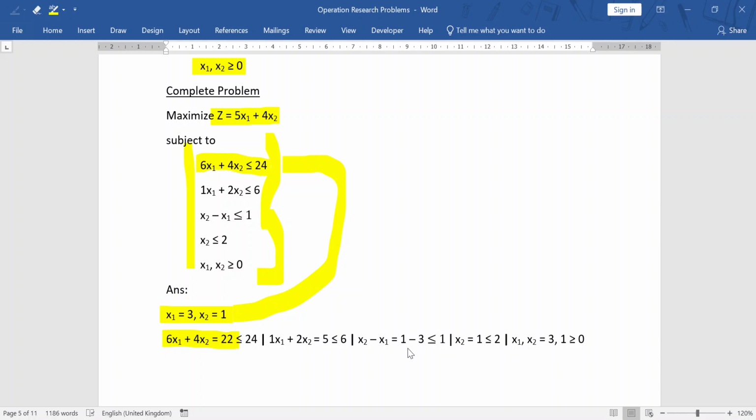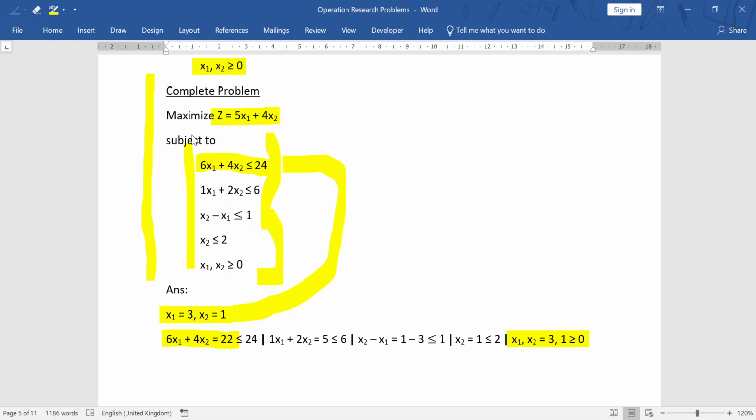And x2 minus x1 is minus 2, which is also less than or equal to 1. And x2 is 1, which is less than or equal to 2. And x1 and x2 are both greater than 0. So this is a dummy solution we have put in, but this is not what is required. We need to formulate the problem from the above descriptive problem: maximize an objective function subject to some constraints.